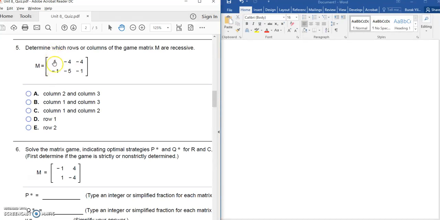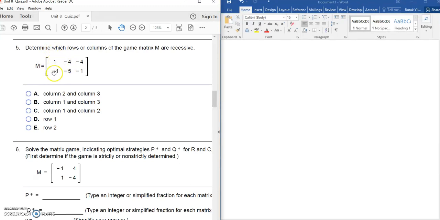So let's look at column 1, and let's compare column 1 to column 2. First of all, we have 1 and -1 here. 1 is larger than -4, and -1 is larger than -5. So column 1 is recessive because, remember, the column player always plays the column trying to minimize. So they would never play column 1 because every single entry here is larger than column 2's entries. So column 1 is recessive.